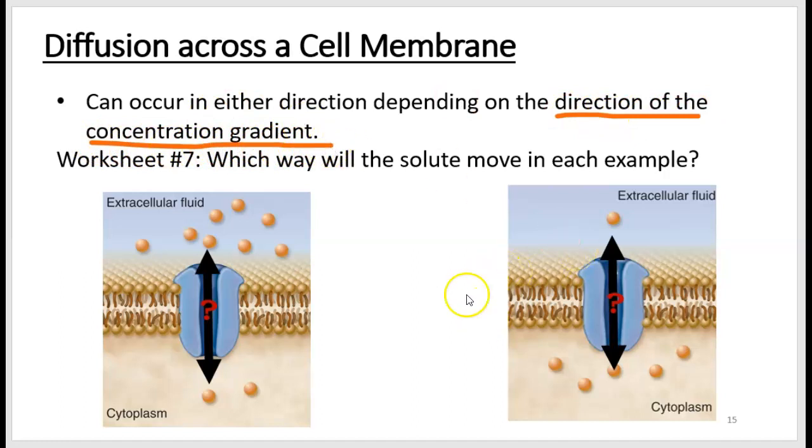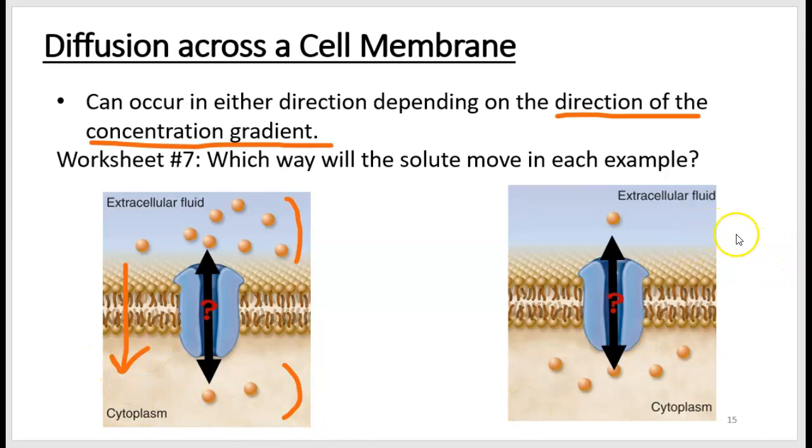Either way, it all depends on the direction of the concentration gradient. And when we meet live together, we'll talk about which way the solute moves, okay? But for now, okay, in the picture on the left, notice that there's high concentration on the outside, low concentration on the inside. Therefore, the solute is going to move into the cell.